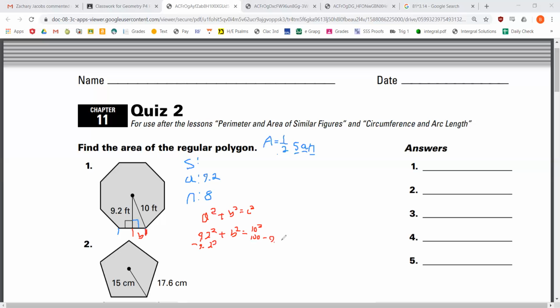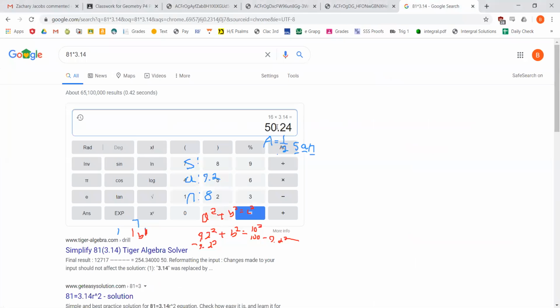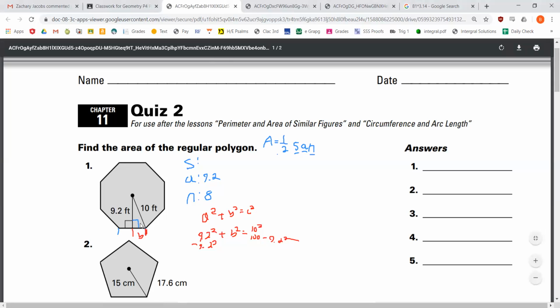Whatever 9.2 squared is, I'll put it in the calculator right now. This thing's kind of overlapping the calculator, but it's fine. All right, so 100 minus 9.2 squared like this. 84.64. Why did you put 10 squared? 10 squared is the hypotenuse of the right triangle here. So that's c squared. So then why did you subtract? So then what did you do?